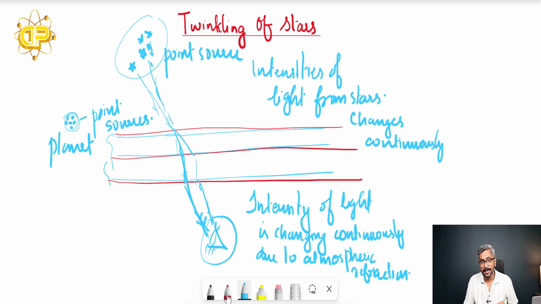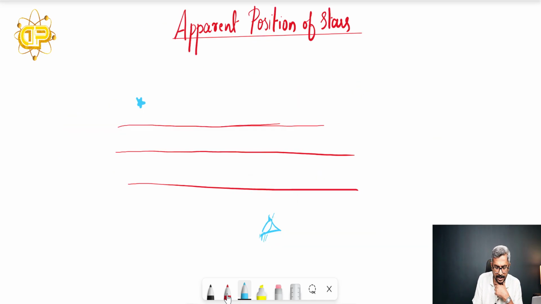Now the next topic, that is the apparent position of the stars. Just imagine that the star is at the position S1. Now the light from the star comes and enters. And again, I'm saying the star is considered as a point source. So a single ray, a single intensity of light, is coming and reaching your eyes. It enters the atmosphere and undergoes the refraction process, and it bends.